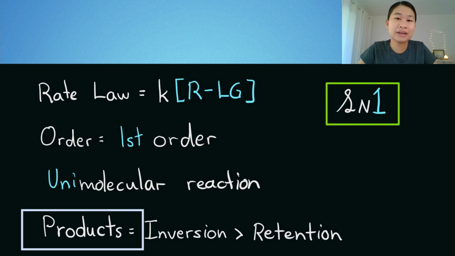If the carbon you're reacting at for this SN1 reaction is a chiral center once the nucleophile is attached, it turns out that more of the inversion product than the retention product is going to be made. The inverted or inversion product is the product with an opposite R and S configuration from the reactant, and the retention product is the product that retains or keeps the same R and S configuration as the reactant.